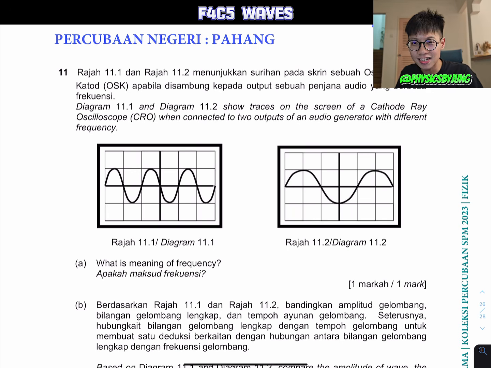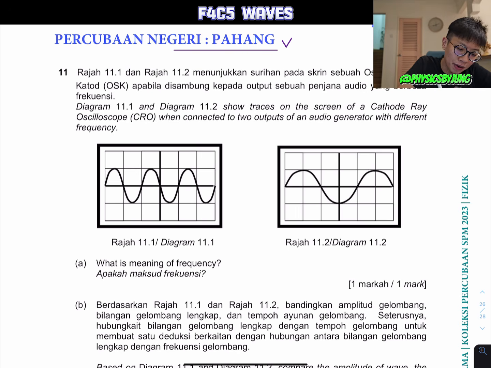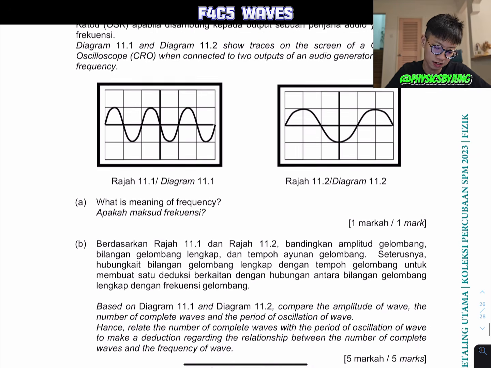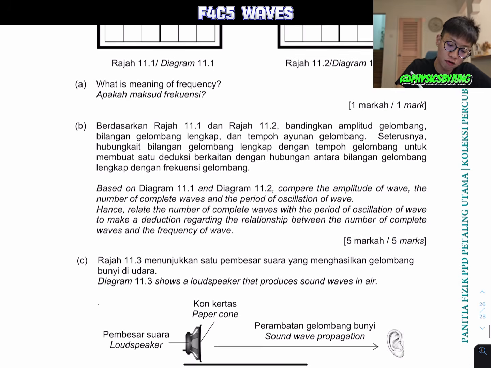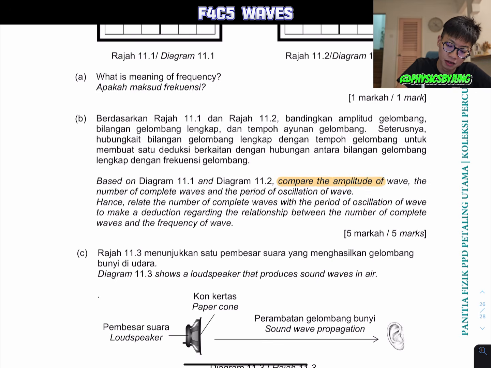Now, welcome to our last essay question. For our last essay question, what we'll be doing is our Negeri Pahang paper, alright? So let's have a look here first. A very typical question for this is your question 11. They'll ask you to do a bunch of comparison. For this kind of comparison, it's a 5 marks question.